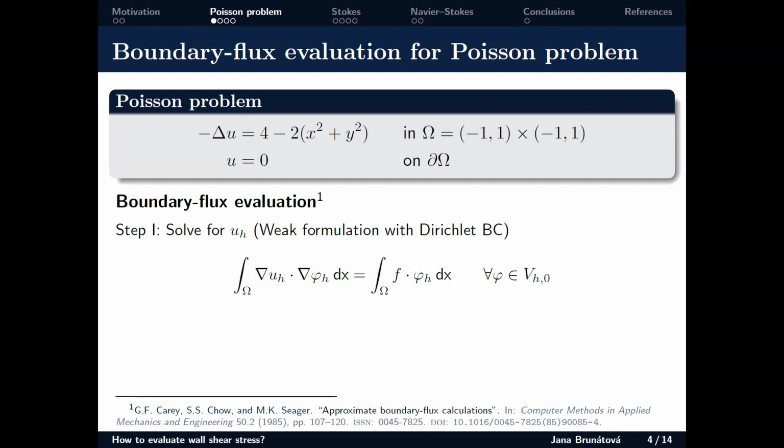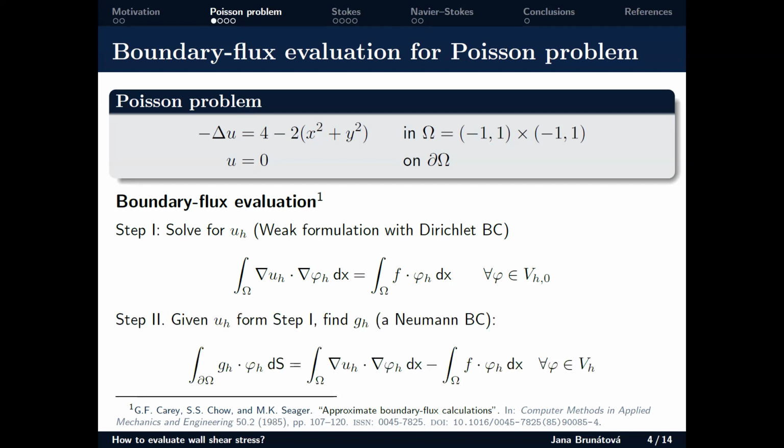Then the next step is to relax the zero boundary condition on the walls and assume a Neumann boundary condition, and then ask which flux needs to be on the boundary so that we satisfy the zero boundary condition.